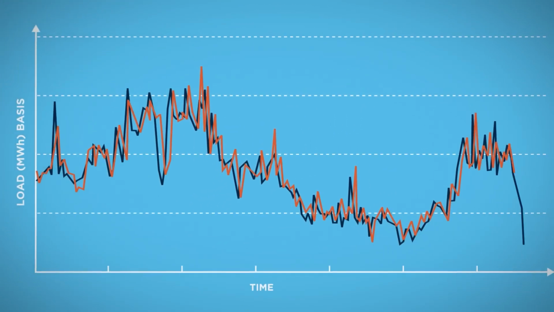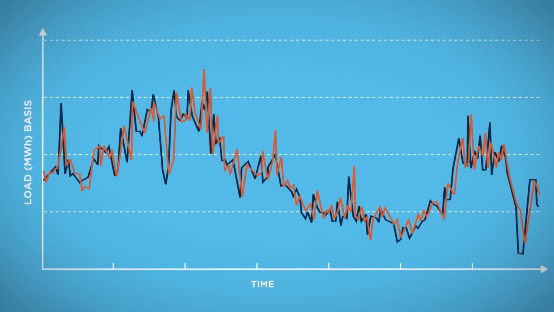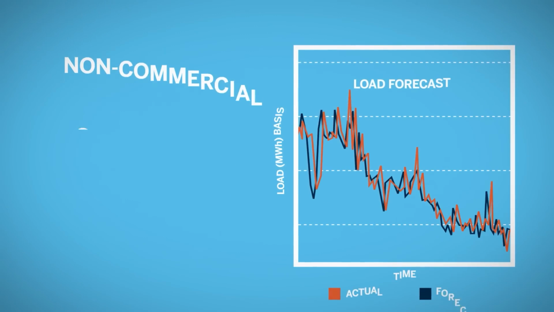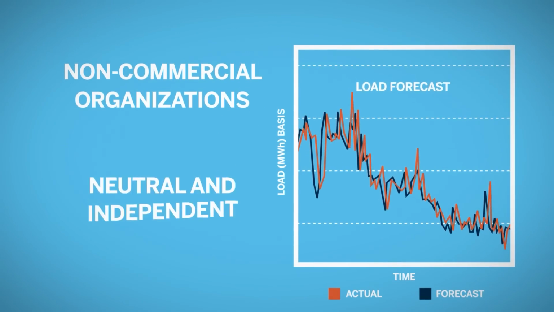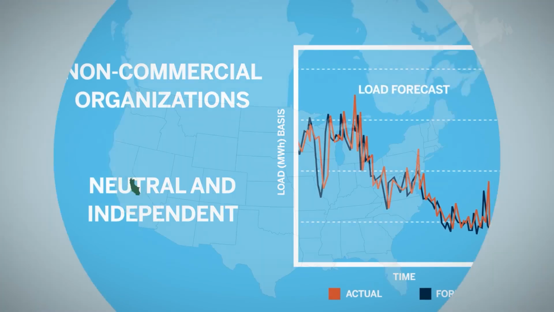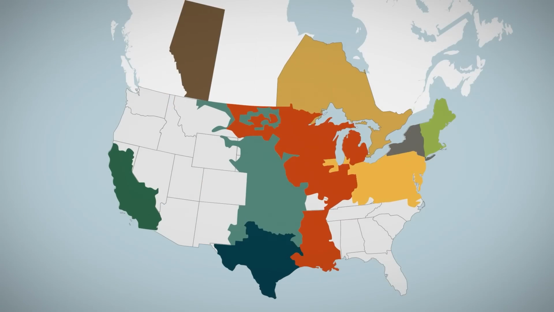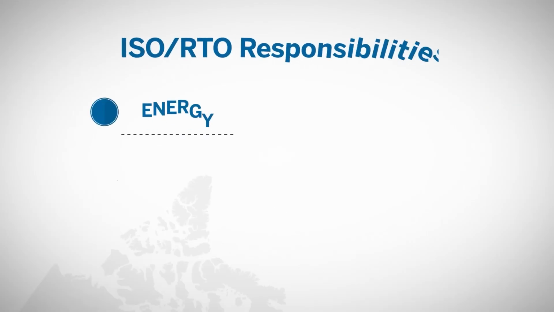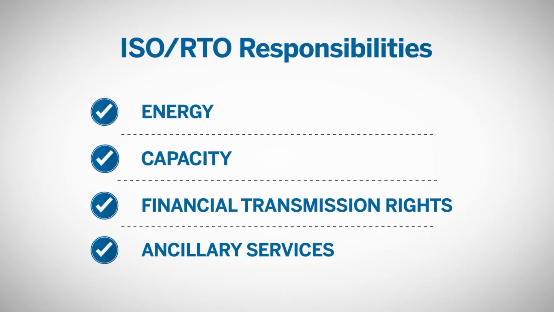ISOs and RTOs forecast and schedule generation to assure that sufficient generation and backup power is in place to meet unexpected demand or generation loss. ISOs and RTOs must be non-commercial organizations, neutral and independent from commercial players. Currently, there are 9 ISOs and RTOs in North America. Each one is responsible for the reliability, operations, resource planning, and expansion in the deregulated electricity market. Each ISO and RTO typically operates and manages 4 markets: energy, capacity, financial transmission rights, and ancillary services.